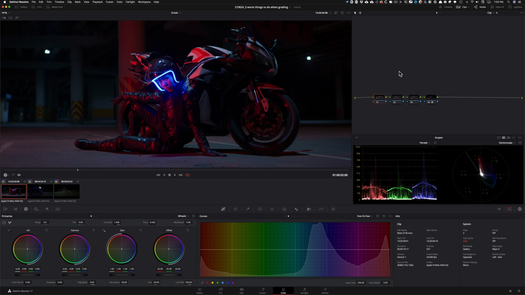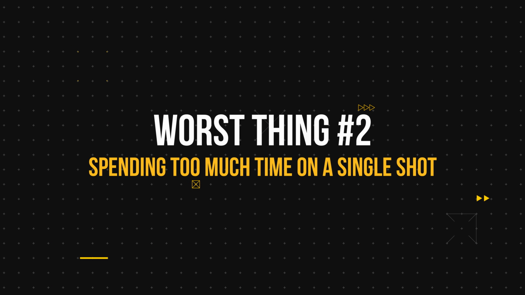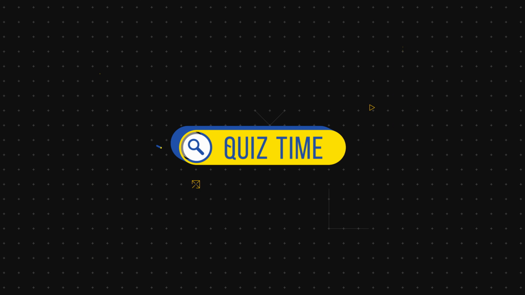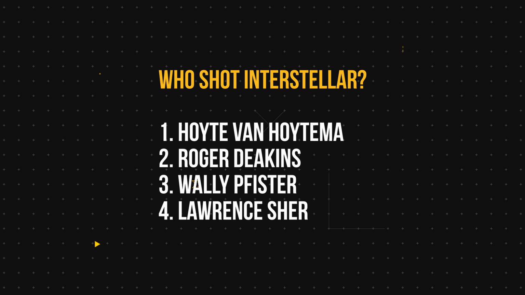Let's move on to our second mistake, which is spending way too much time on one particular shot. Question number two, who shot Interstellar? Hoyte van Hoytema, Roger Deakins, Wally Pfister, or Lawrence Sher?